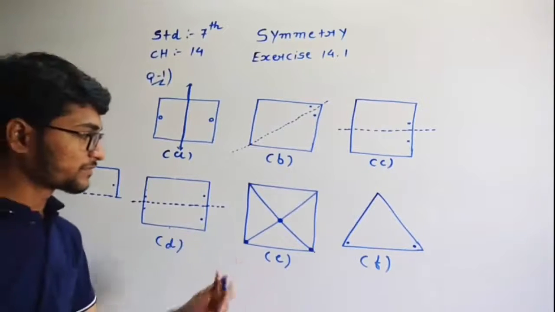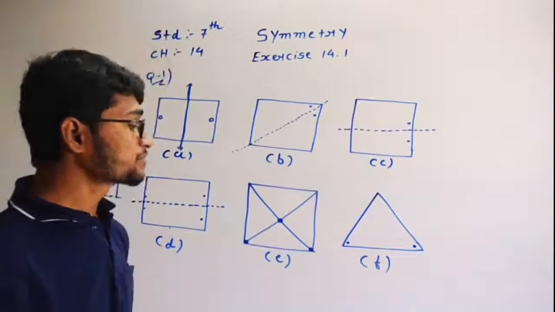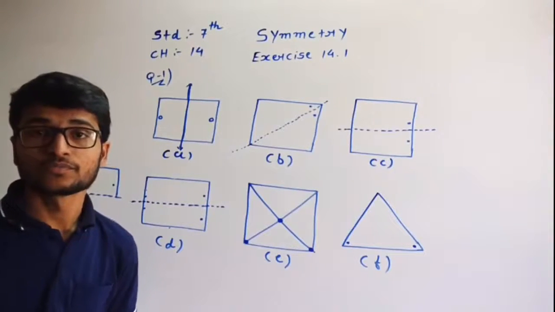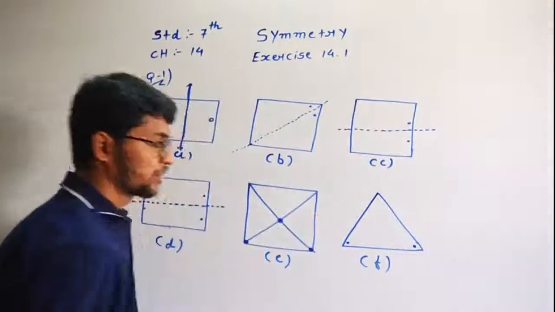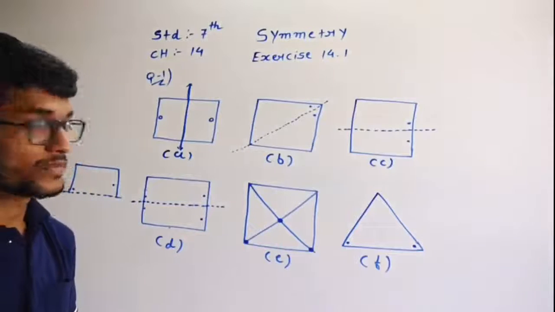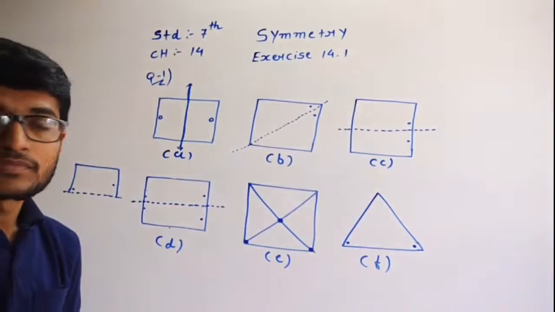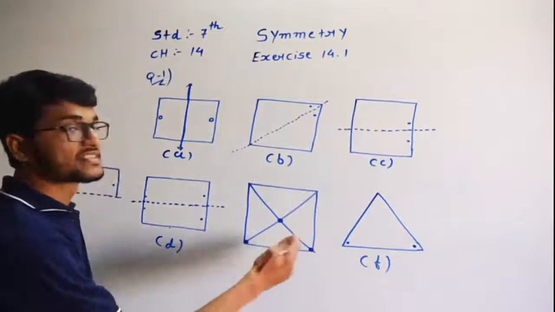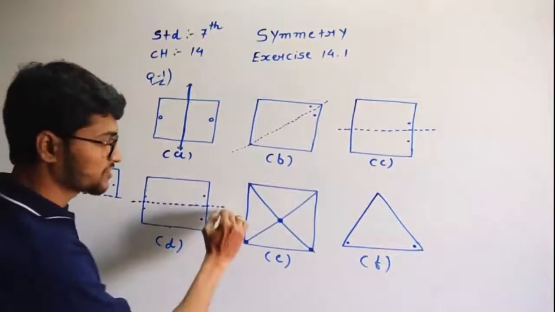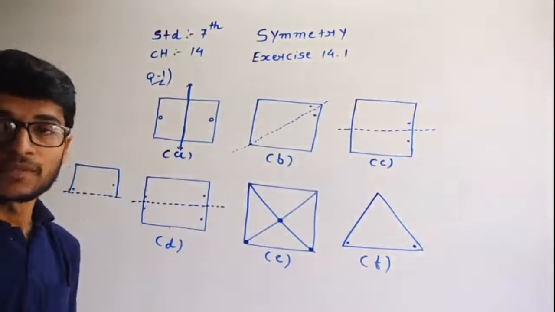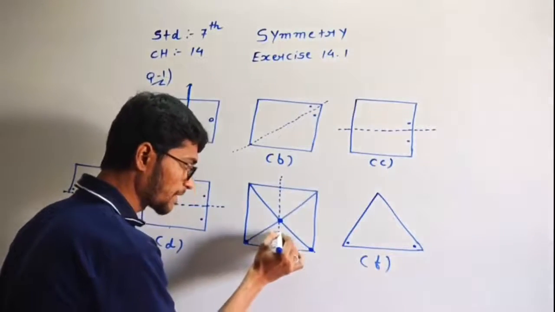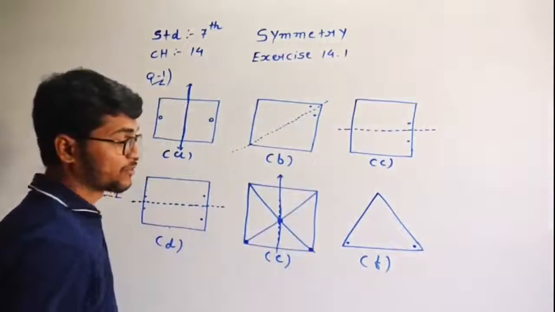Now to the next one. In this type of figure we have to draw the line of symmetry. How? First of all, do we draw the line of symmetry in this way? No. Why? Because these two dots are the same size, and on this side there are no dots. That's why this one is not a right line of symmetry. So we have to draw one straight line, and this one is our right line of symmetry.